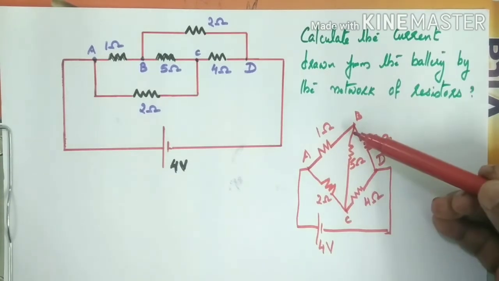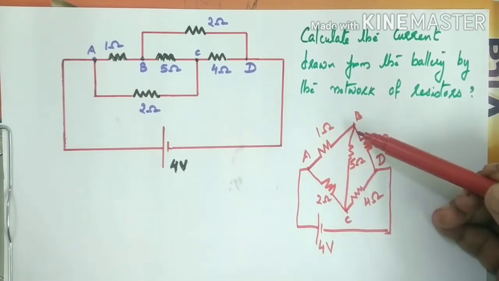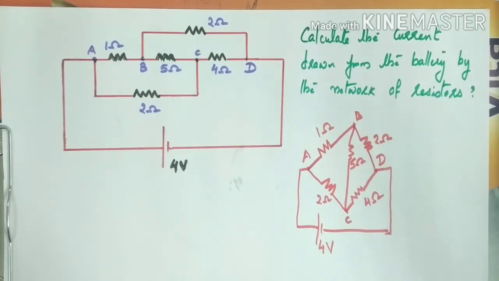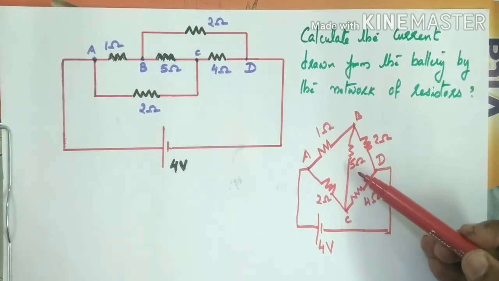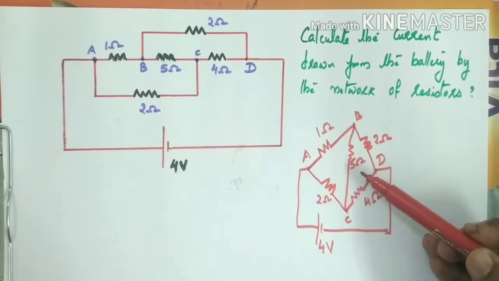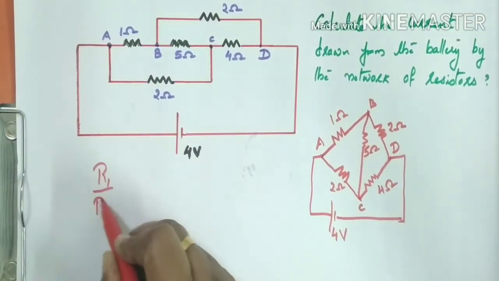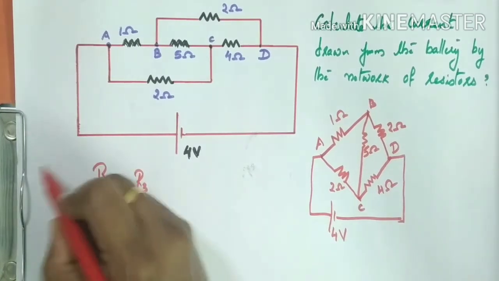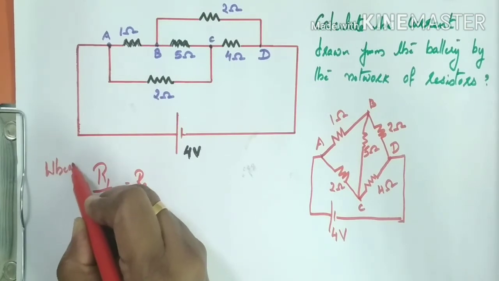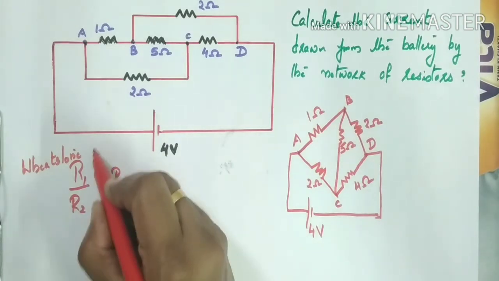So if it is satisfied, what is the current through BC? The current through BC is equal to 0. So, here the resistance of 5 ohm in the arm BD is considered to be ineffective because current through 5 ohm is 0, since the Wheatstone bridge balance condition is satisfied. Wheatstone bridge balance condition is R1 by R2 equal to R3 by R4.